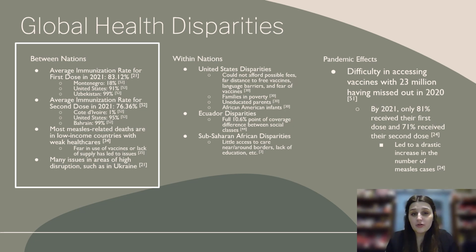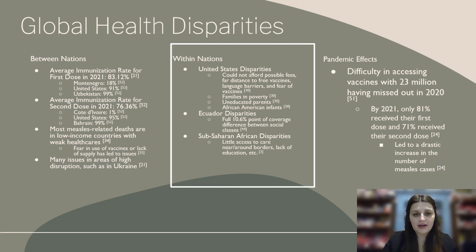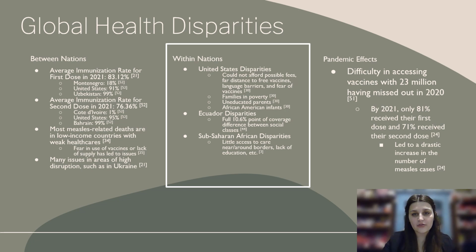These countries can't always afford the vaccine, nor do they have the infrastructure to distribute it across the country. As in sub-Saharan Africa, there is little access to care around borders, as well as a fear of vaccination due to the lack of education on the benefits and risks. Additionally, there are issues with the vaccinations in areas of high disruption, such as in the Ukraine.